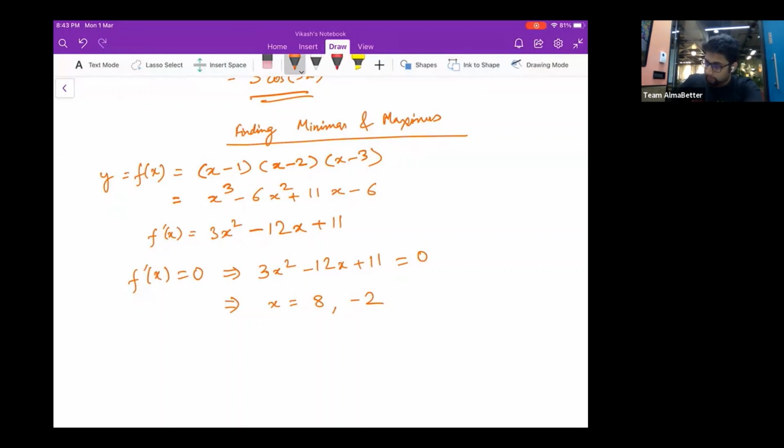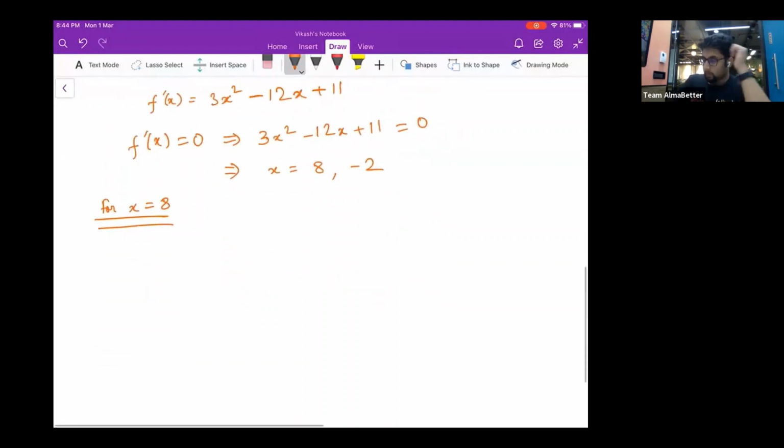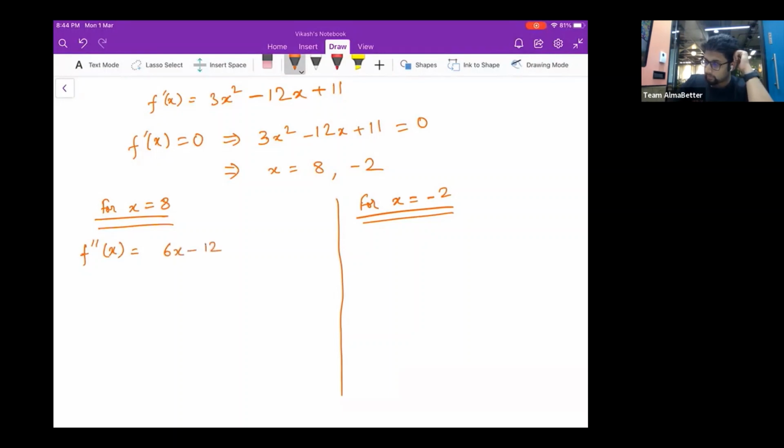So now we will see for x equal to 8, what is the scenario and what is happening in x equal to 8 and what is happening in x equal to -2. We'll try to see that. So now whether x equal to 8 is a global maxima, global minima or saddle point, we'll see that. Okay, so let's calculate the second derivative. You have to differentiate this again. So this will be 6x minus 12. Okay, so this is the second derivative.